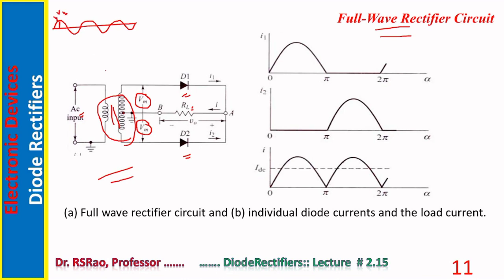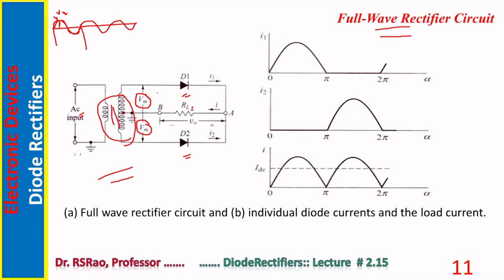Now, first we consider one full cycle. This cycle has two half cycles, positive half cycle and negative half cycle. During positive half cycle, what happens?